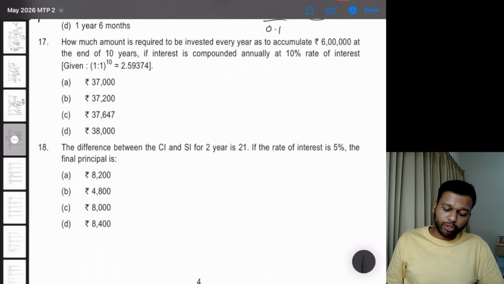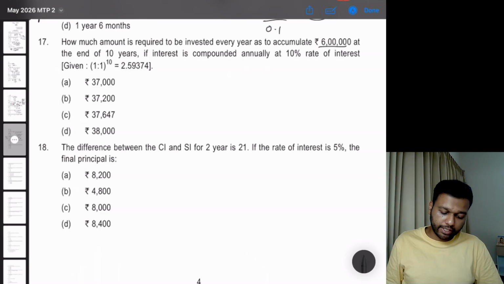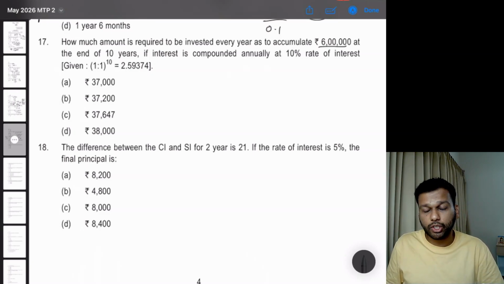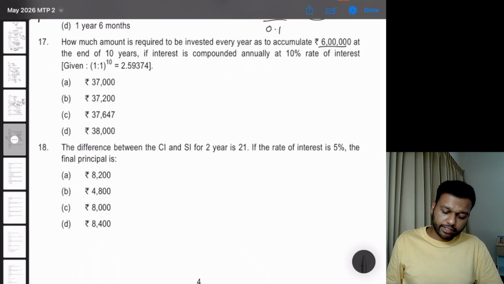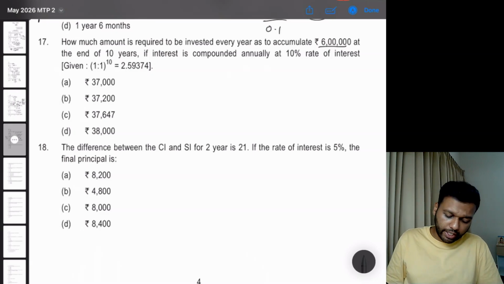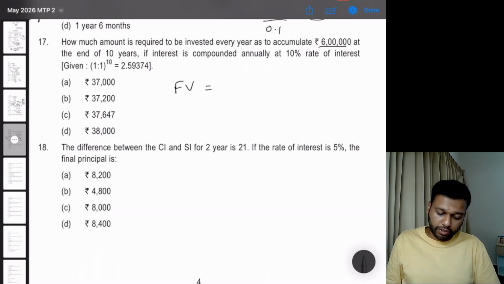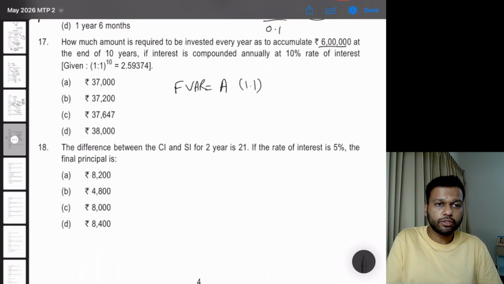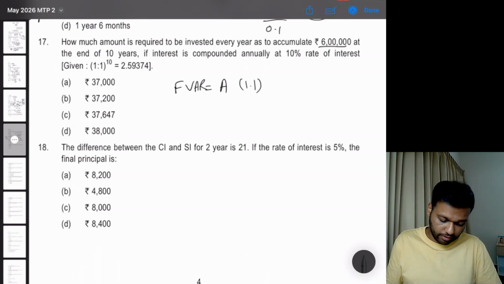Okay. 17. How much amount is required to be invested every year so as to accumulate 6 lakhs at the end of 10 years? This is the future value of an annuity, right? If interest is compounded annually at a 10% rate of interest. Okay. How do we find the future value of an annuity? Future value of a regular annuity is the annuity amount into 10%. So 1 plus I will be 1.1. 1.1 raised to n, that is how much? 10 years.